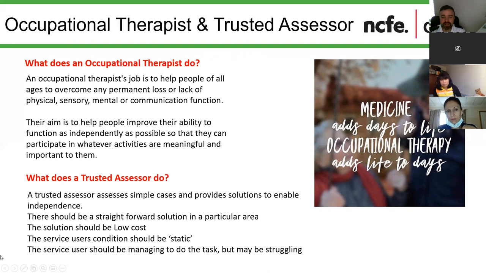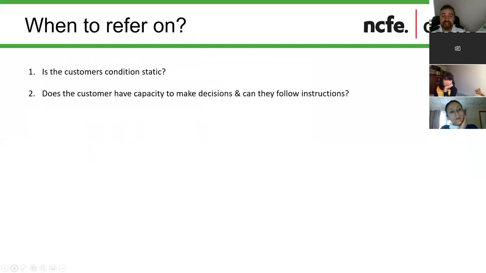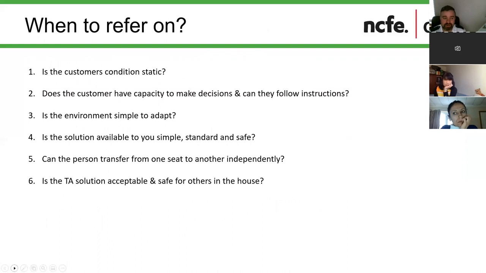What the trusted assessor is allowed to do is issue straightforward solutions. You can issue low-cost equipment, and it can only be for conditions that should be static. So in other words, we know what this condition is, we know what's happening, and it's not going to go up and down and yo-yo around. And service users should be managed to do tasks that they may struggle with. So when we're doing that assessment for activities of daily living, what equipment and adaptations could we do for every single task? Now, if we can't do it, we need to do what's called a refer on.